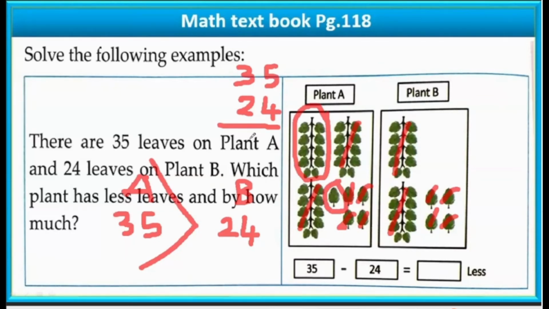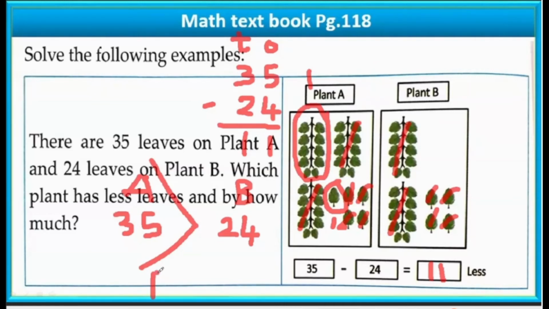So how many bundles are remaining? Only one bundle, that is 10, and one separate leaf, 1. So one bundle and one separate leaf, that makes 11. 10 plus 1, 11. So 11 leaves are left. 11 leaves are more in plant A, whereas 11 leaves are less in plant B. Plant A has more number of leaves, right? So the answer is 11.